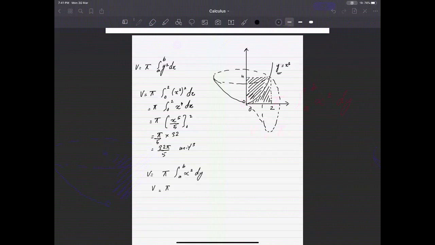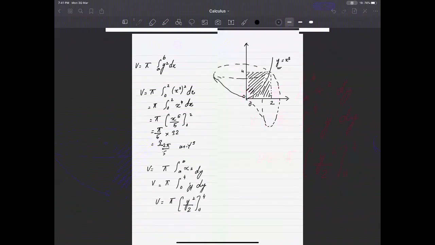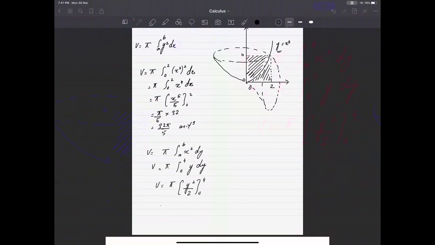It's pi integral 0 to 4. And then you have to replace x squared. x squared is directly y, so it becomes y dy. So the volume would be pi y squared upon 2, and the limit is 0 to 4. Right? And then it becomes pi upon 2, 4 squared, 16 upon 2, this is 8 pi unit cube. That's how you get the volume.